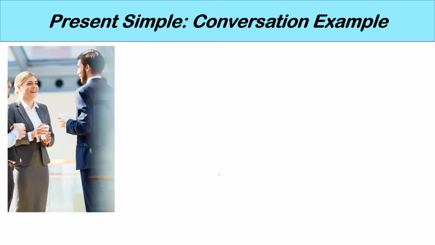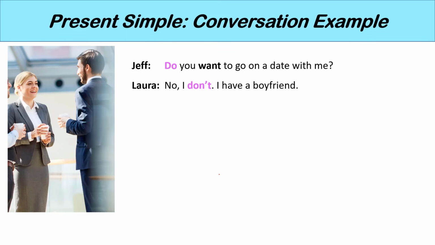So now let's look at a conversation example in the present simple using negative and interrogative forms. Do you want to go on a date with me? No, I don't. I have a boyfriend. Does your boyfriend work here?